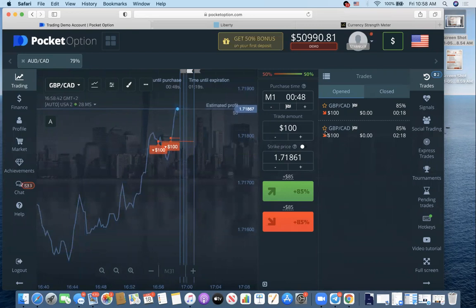And nobody should have taken these. Hopefully nobody took these trades because I didn't even look at my scanner. I was just showing you guys the market watch.